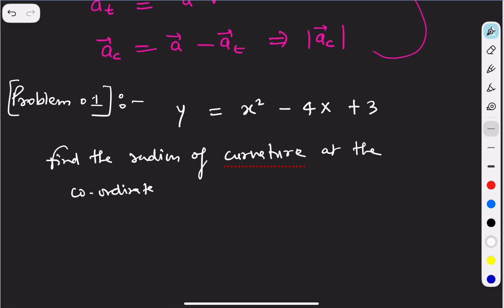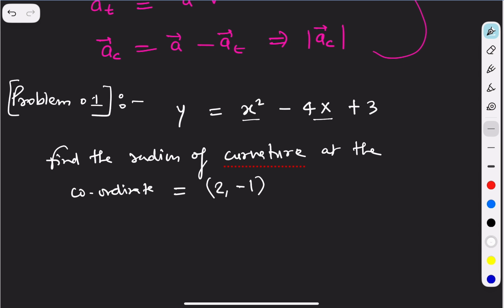Let's say if I put 2 here, this will become 4. This will become 8. So 4 minus 8 is minus 4. Minus 4 plus 3 is minus 1. So 2 comma minus 1, let's say this is the coordinate, and they are asking to find the radius of curvature, that is, what would be the radius of curvature of that local segment which is near 2 comma minus 1. It's a very simple problem.